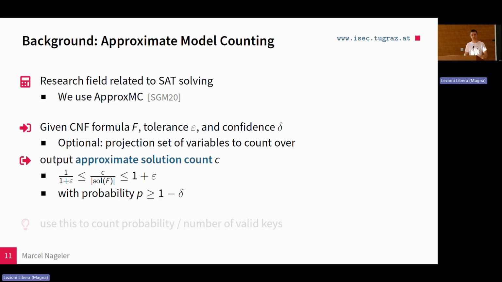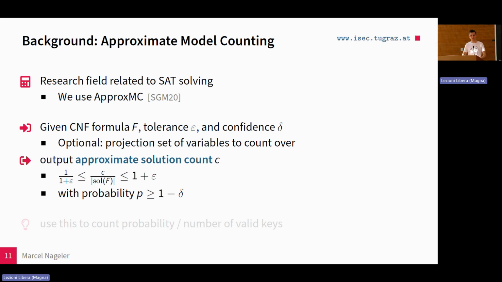And essentially what this model counter does is you give it a CNF formula F, a tolerance epsilon, a confidence parameter delta, and an optional set of variables to count over. And then it outputs the approximate solution count C with some statistical guarantees. So essentially the guarantees are that the ratio between the approximate count and the correct count is within 1 over 1 plus epsilon and 1 plus epsilon, with probability of at least 1 minus delta. And then you have some kind of proof that the construction of the approximate solver guarantees these statistical guarantees.